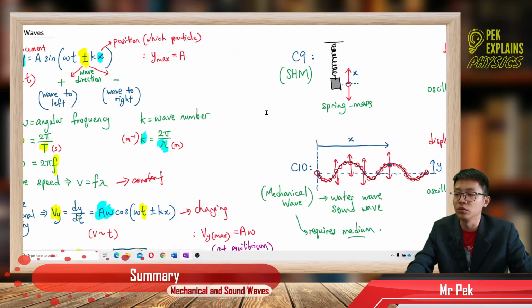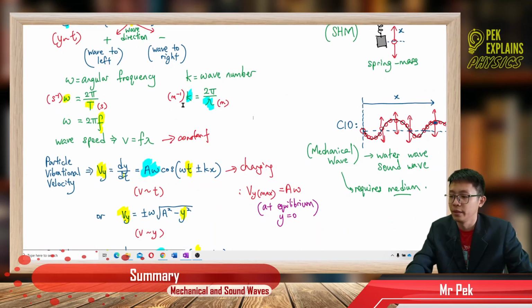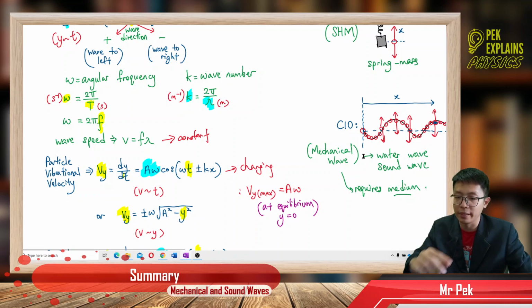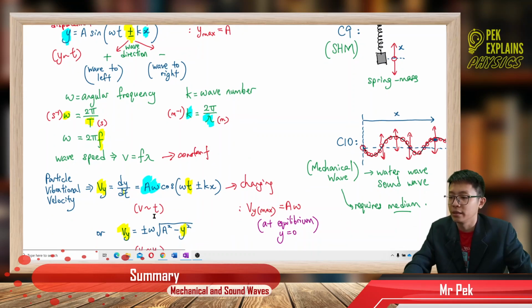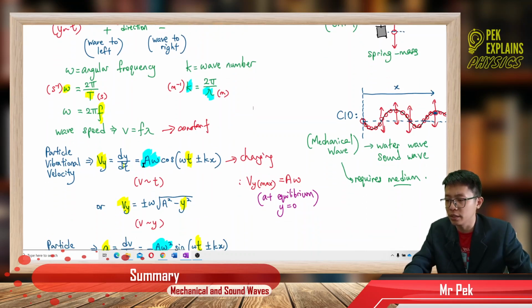So the same thing we will do for this equation. To get the velocity of the particle oscillating up and down, we differentiate the displacement time equation against time. A sine(omega t plus minus kx), we differentiate. Differentiate the sine, we get cos. And then differentiate inside, we differentiate omega t, we get omega. Omega goes to the front. That's why the velocity equation is A omega cos(omega t plus minus kx). Okay?